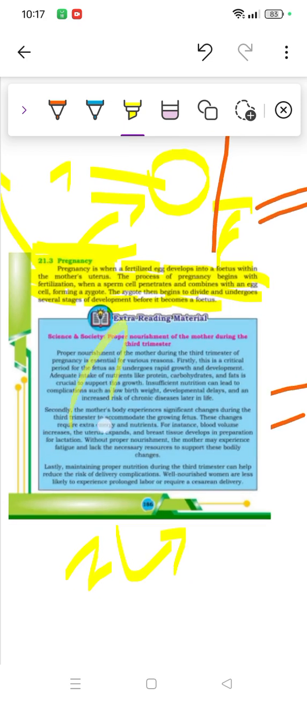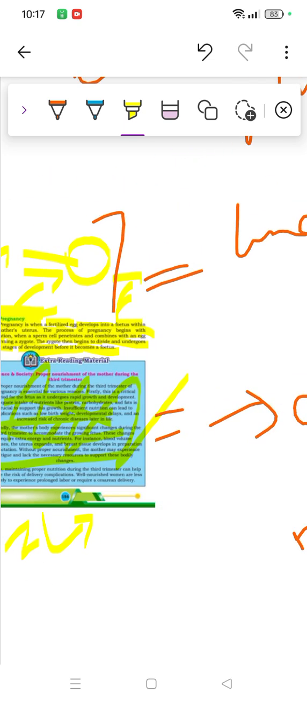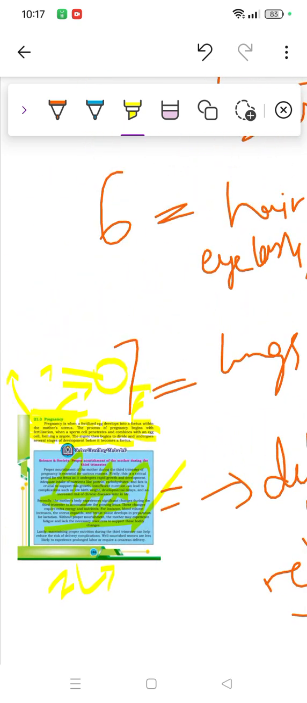Here's an activity which is extra reading material. So I don't find it as interesting, so you can read it. But I hope pregnancy in the entire trimester is clear: first trimester, second trimester, then the third trimester. Each trimester is of 3 months, the first from 1 to 3 months, then the second from 4th to 6th, and the last one from 7 to 9. So yes, I hope it will be clear.